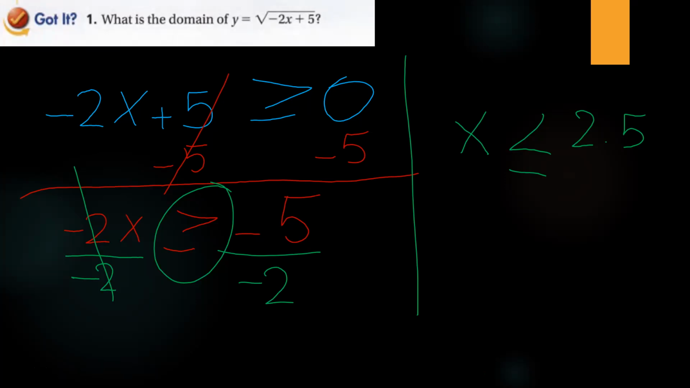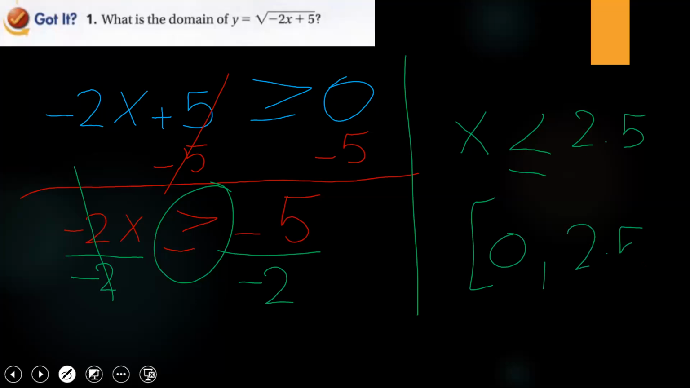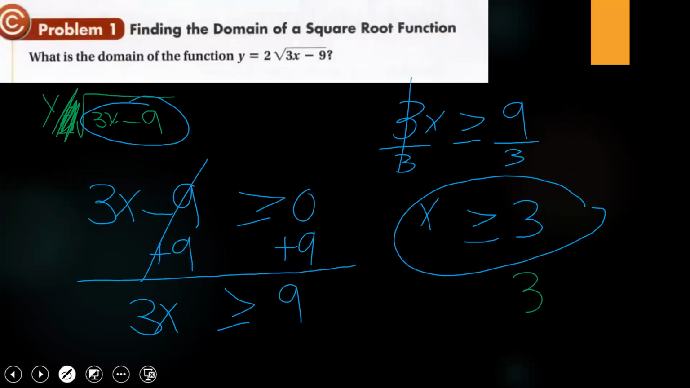Even the negative numbers, teacher? No, as I told you, the real numbers must be greater than 0 and less than 2.5. Okay. Yeah, you can write it like this.